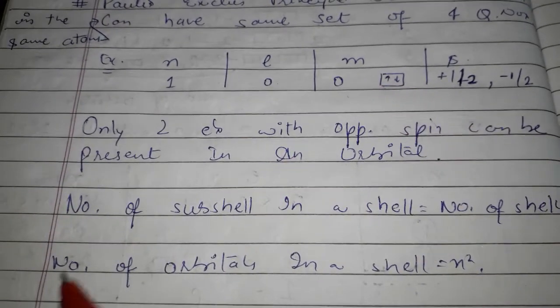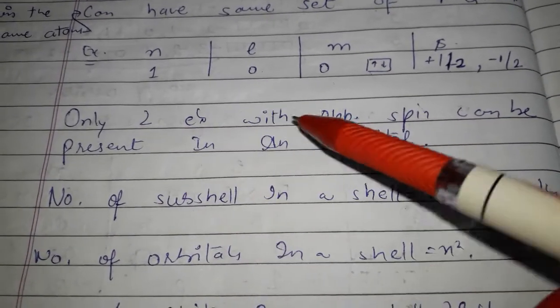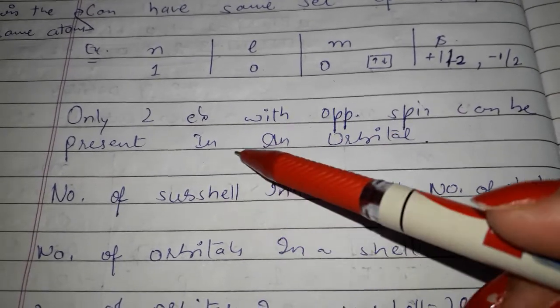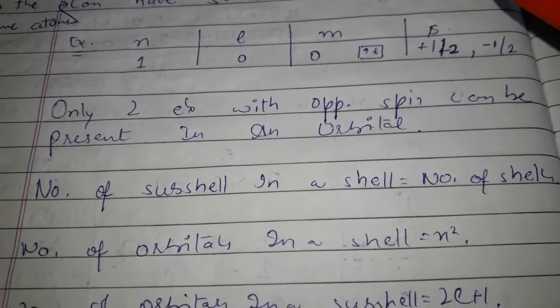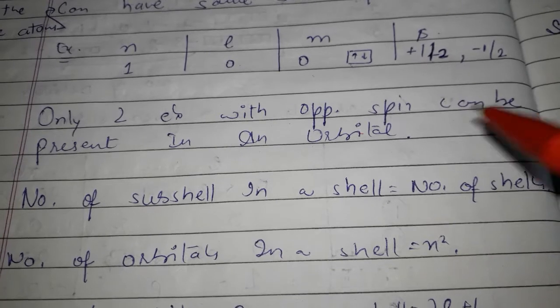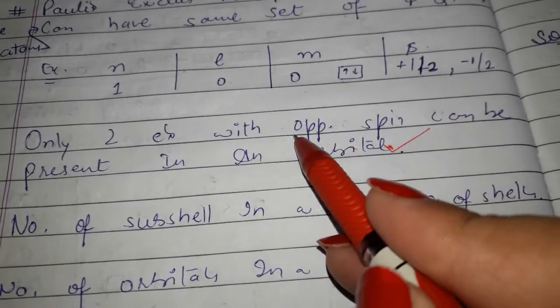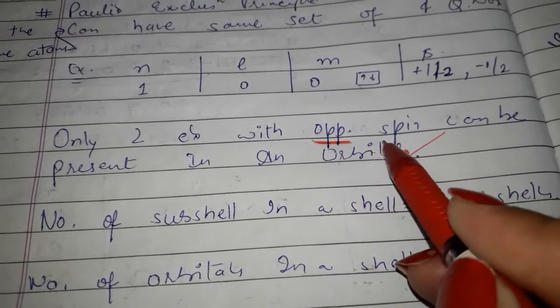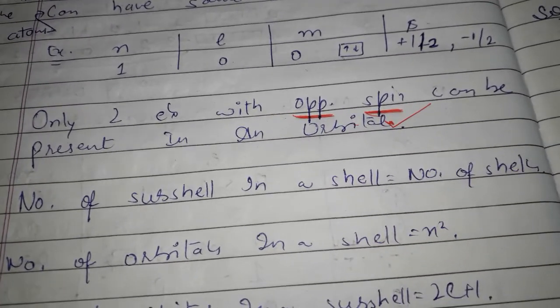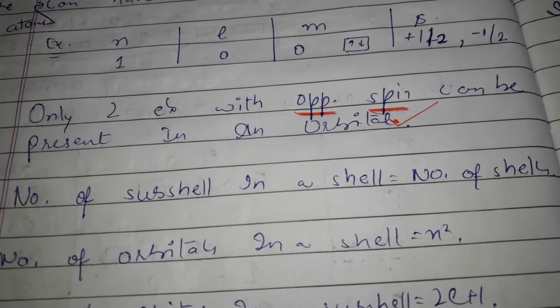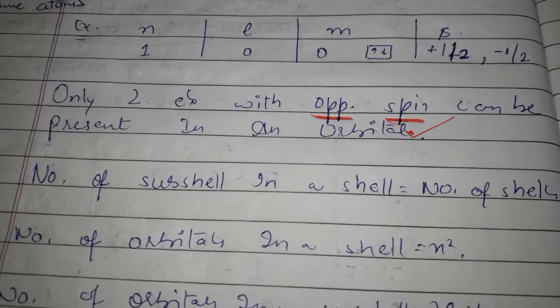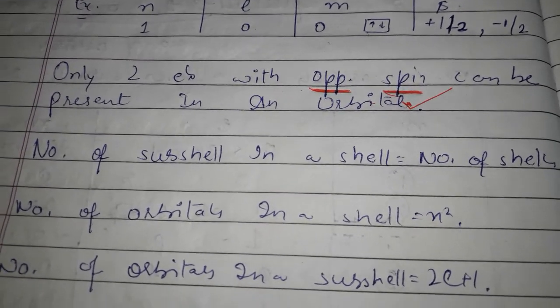Now, only two electrons with opposite spin can be present in an orbital. This is a necessary condition: to reside in an orbital, two electrons should have opposite spin. This is the basic rule, that the spins of the electrons should be opposite to each other. One should be rotating clockwise and another should be rotating anticlockwise.